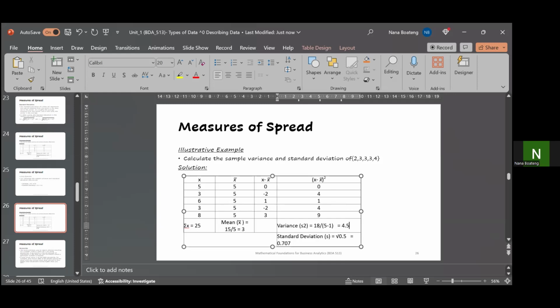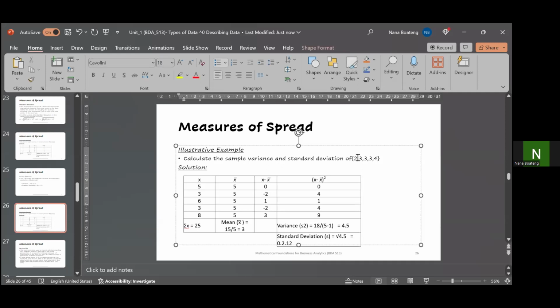4.5. So the square root of 4.5 is what? 2.12. Okay. So that is the standard deviation. Please, are we all clear?